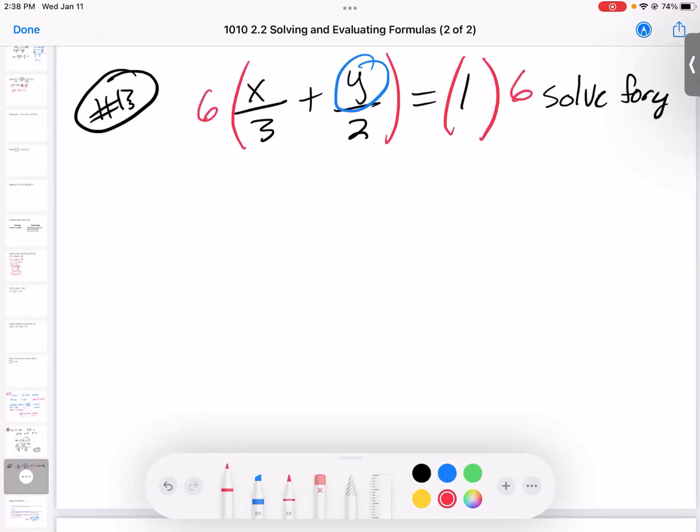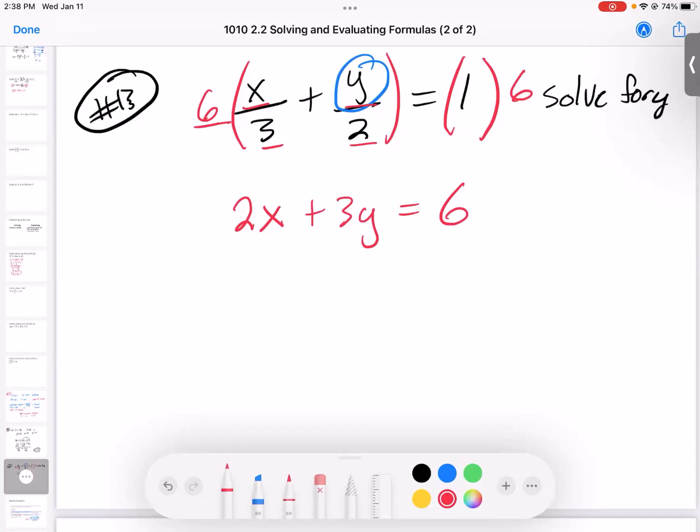So I'll multiply both sides by 6, and 6 divided by 3 is 2. 2 times x is 2x. So I'd get 2x there. And then 6 divided by 2 is 3. 3 times y is 3y. And then 1 times 6 is just 6. And again, we're trying to solve for y. So we're treating x as if it's a number, which means 2x is just a number. I think about this as being just like a single number.